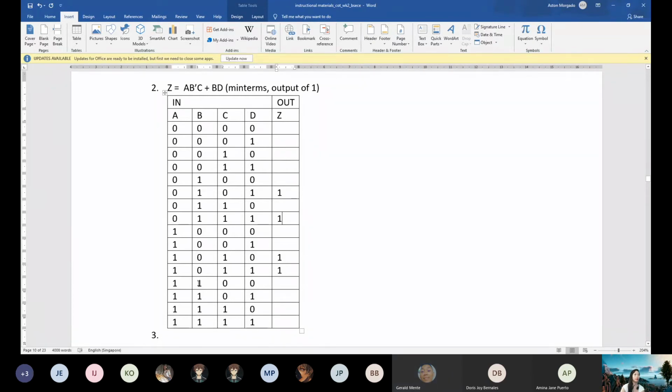We have B is 1, but D is 0, so that's not it. B is 1, D is 1, so we have 1. And we have B is 1, D is 0, so hindi. B is 1, D is 1, so we shall have an output of 1. So for Z is AB prime C plus BD, we have 6 outputs of 1s. The rest are zeros.